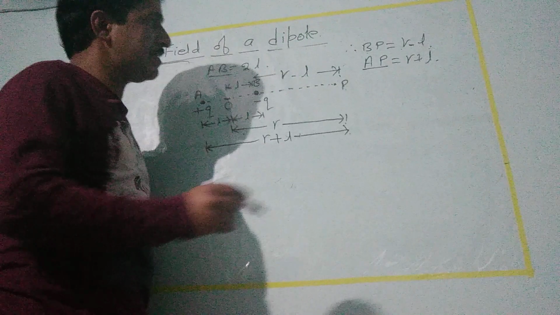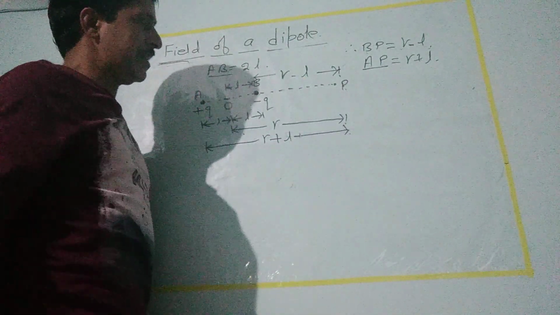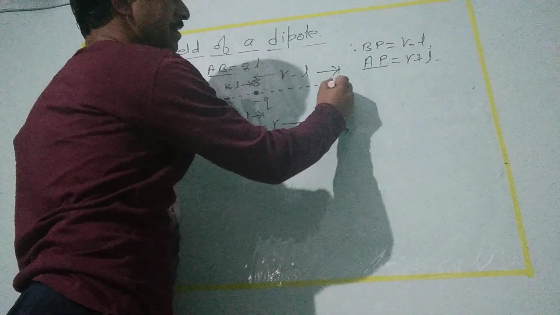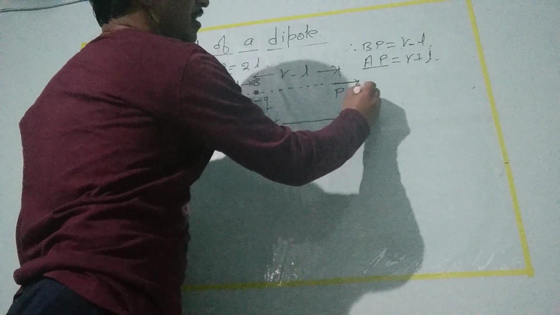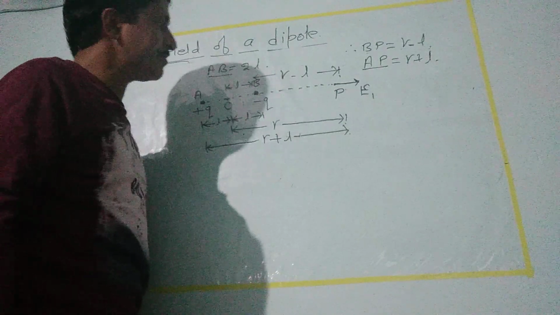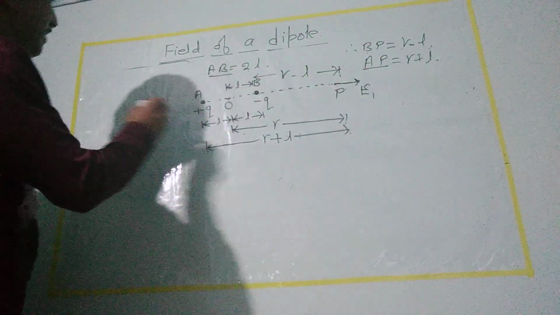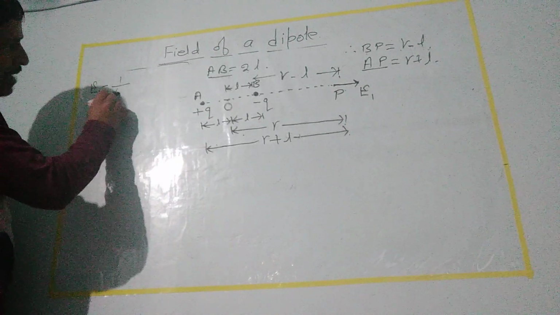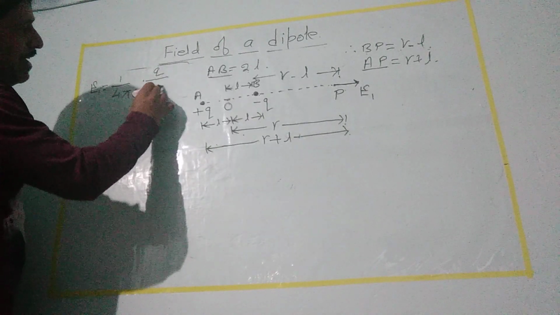Now suppose that because of the charge plus Q, the electric field at this point P is E1. So E1 will be directed away from the charge as shown in this diagram. And the magnitude of E1 will be E1 equal to 1 upon 4 pi epsilon 0 into Q upon (r plus L) whole square.